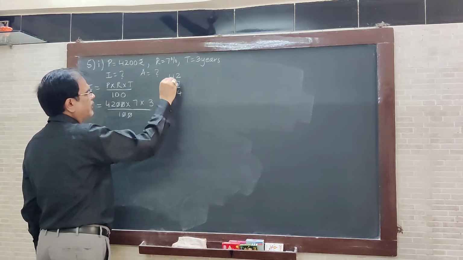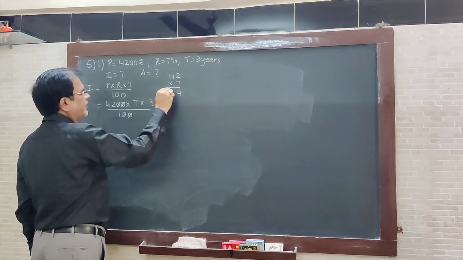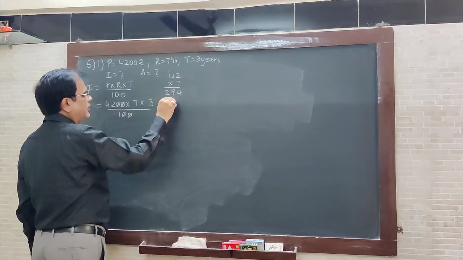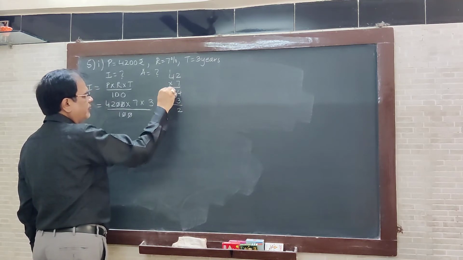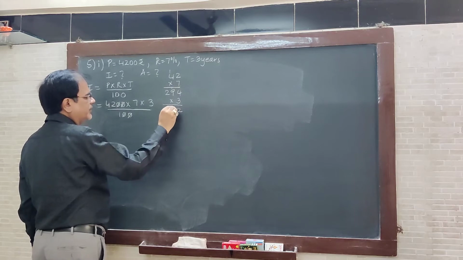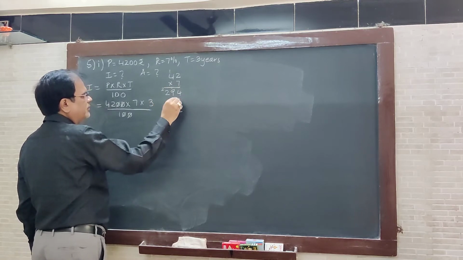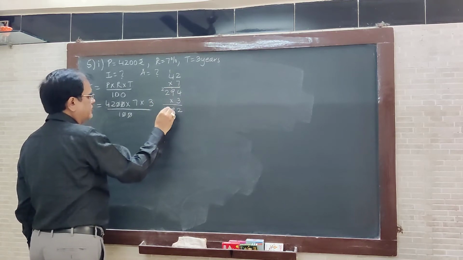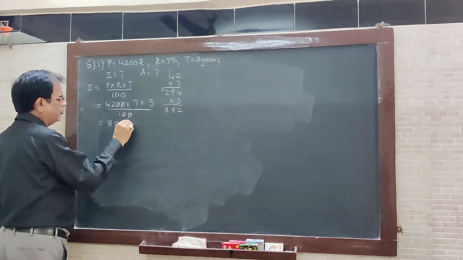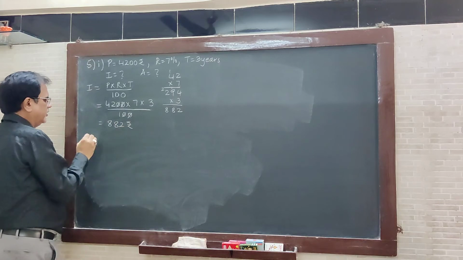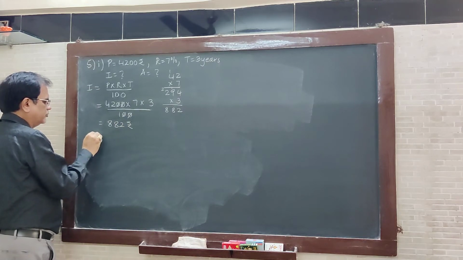7 2s are 14. 7 4s are 28, 29. And multiply by 3. 3 4s are 12. 3 9s are 27, 28. 3 2s are 6, 8. So the interest is 882 rupees. Okay. Then you have to find out amount.